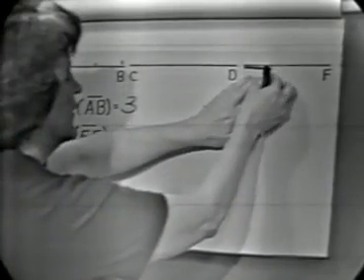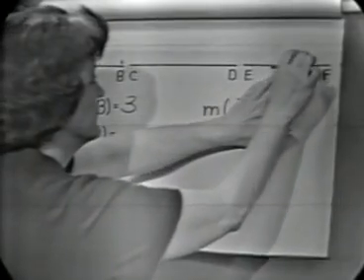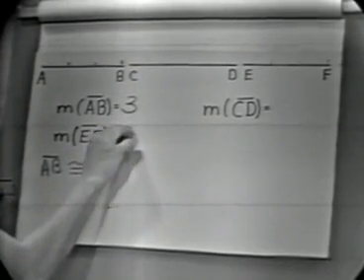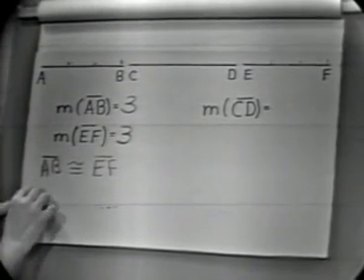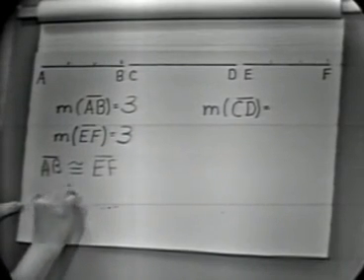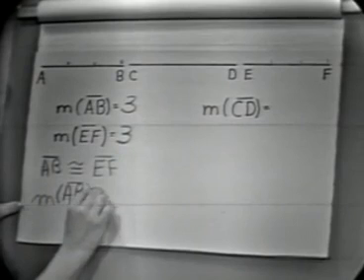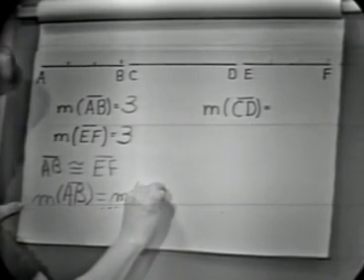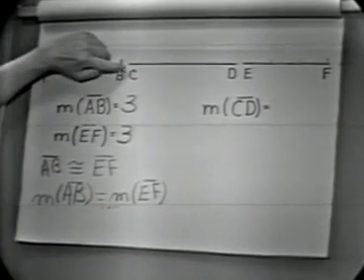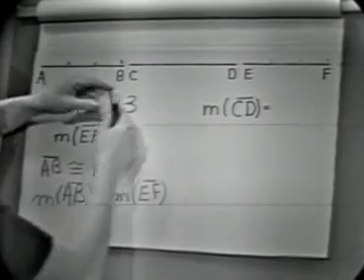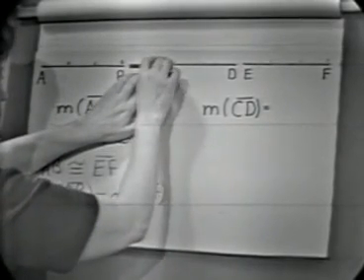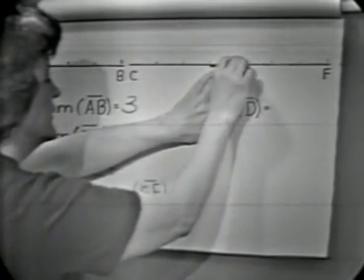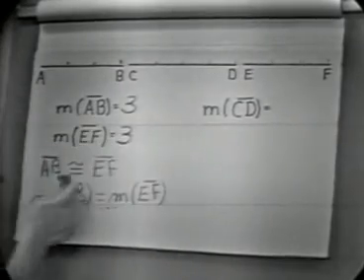We find the length of EF. We see it is also 3. We record it. We can also write then that the measure of segment AB is equal to the measure of segment EF. What is the measure of CD? Using our segment again, we see that this segment has a length of 4 units. We record this.